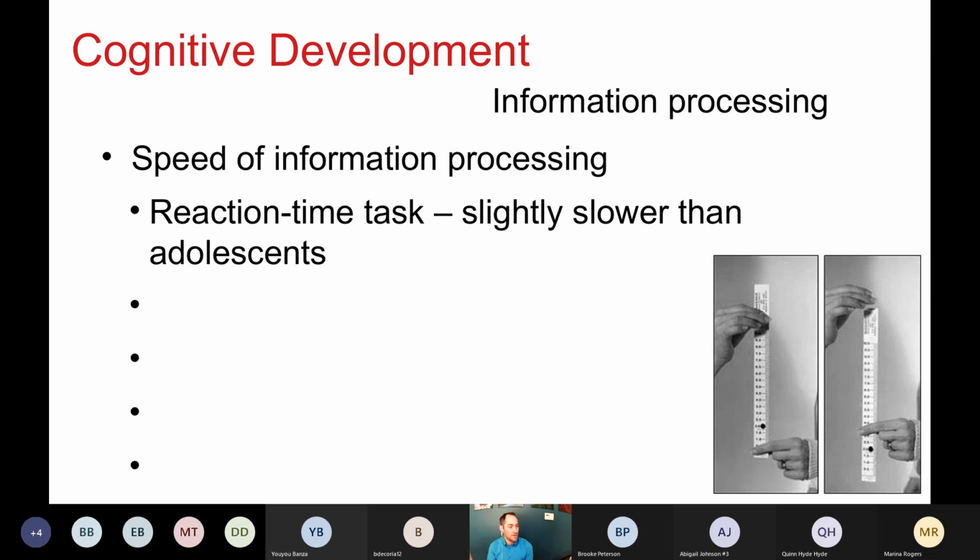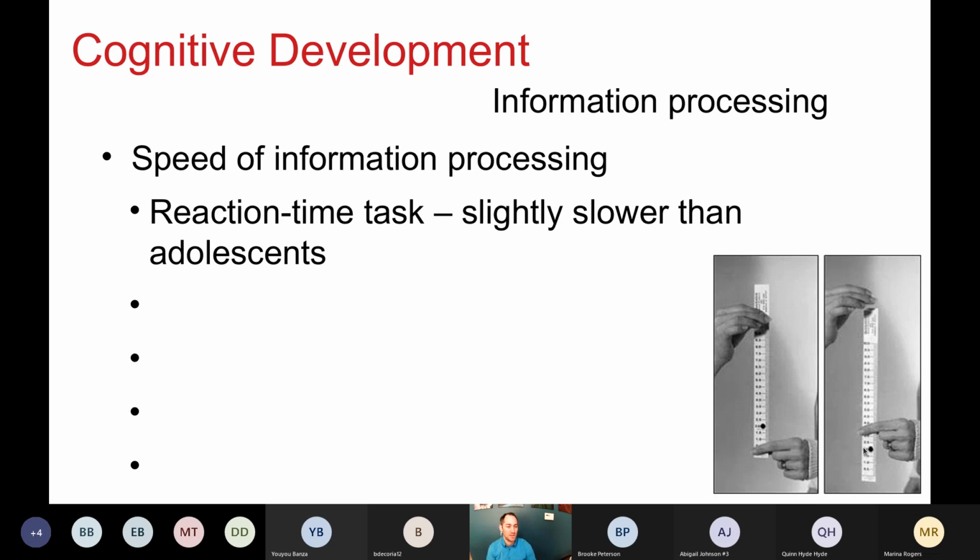So speed of information processing, things like reaction time tests are used to test this. So in middle adulthood, you'll be slightly slower than adolescents. This is one simple and silly example, not really great methodology here. You could have a researcher drop a ruler and then a participant catch it, and then you measure how many inches did it take for them to catch it? So that's a really crude measure of reaction time.